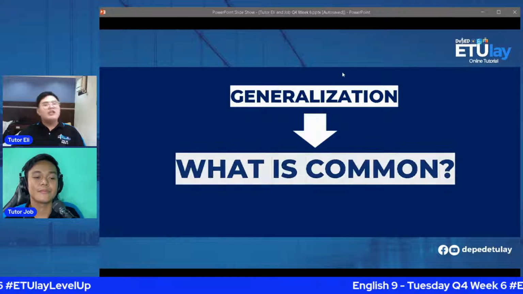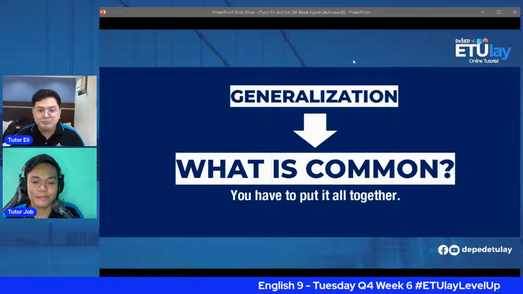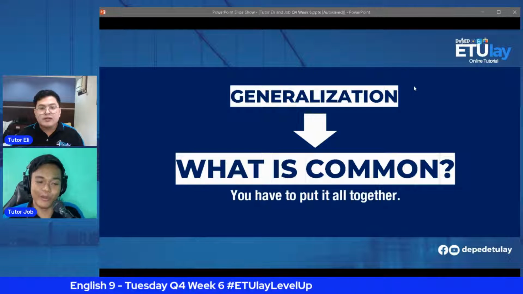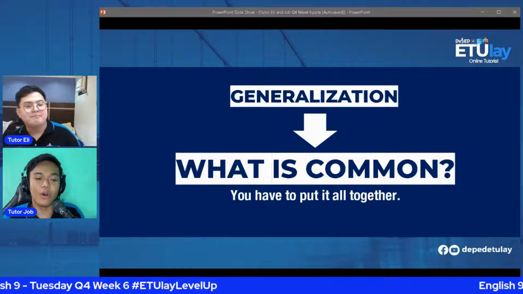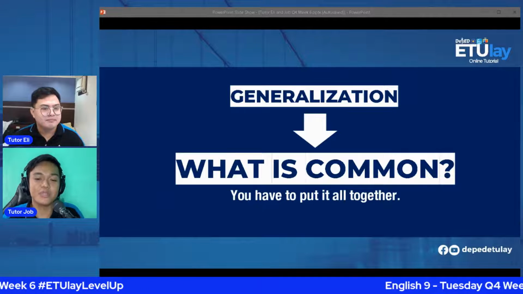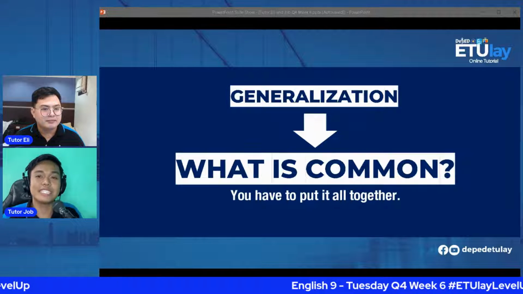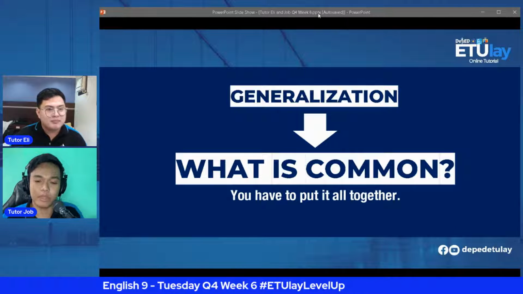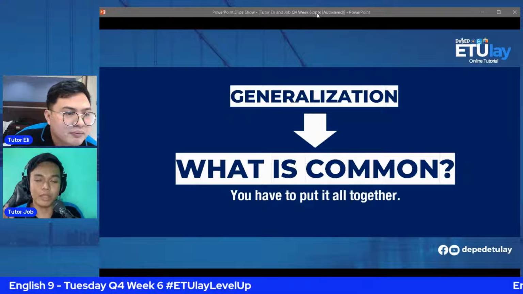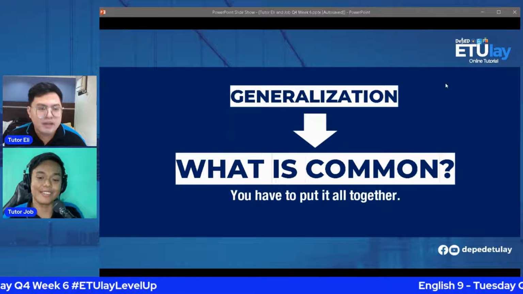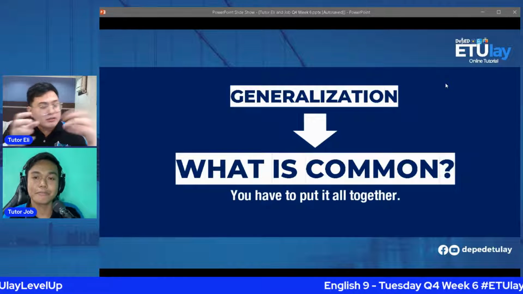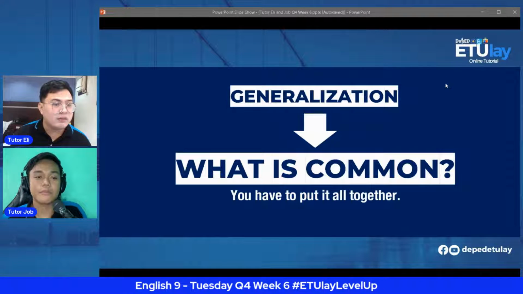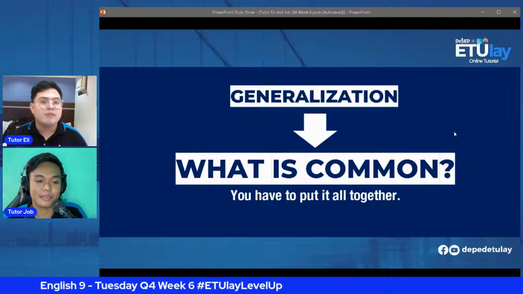Okay? When we generalize, we ask, what is common? You have to put it all together. So basically, that is what we are doing when we generalize. We figure out what is in common between the people or things. Para lang yung puzzle pieces, no? Bubuuin mo siya in order to get the whole picture. It's like a puzzle piece.